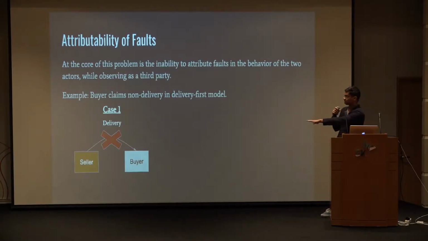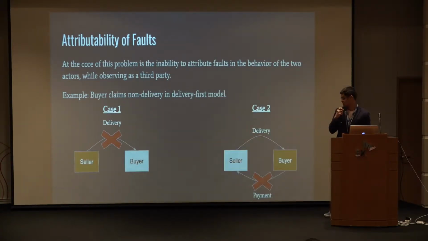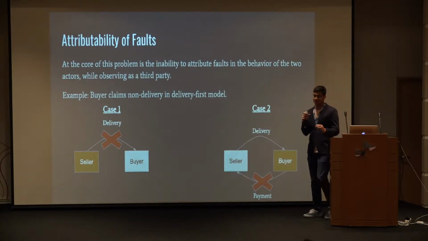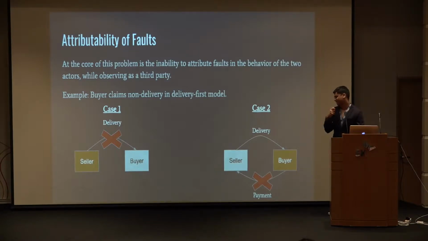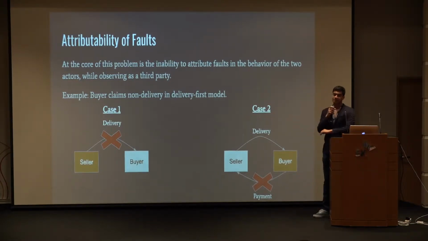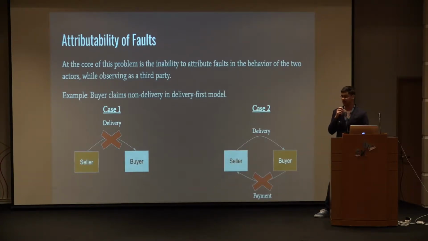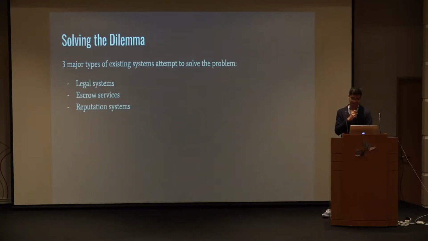One thing that might have happened is the seller was actually malicious and didn't deliver the product. Or the second case can be that the buyer has actually received the product but doesn't want to pay, so it just claims that, hey, I didn't receive my product. These two faults make the same observations for a disinterested third party. And here lies the problem of inattributability of faults.